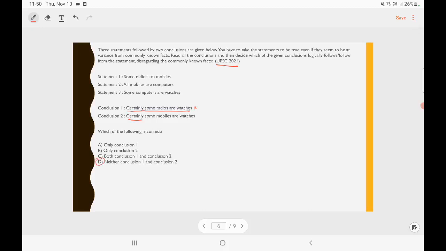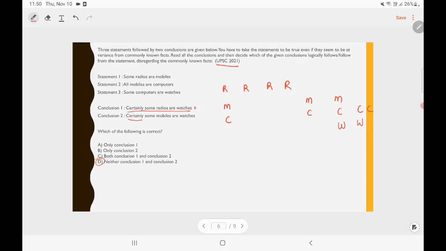So let us do this using the representation method. Some radios are mobile. So we will write radios like this. These are the radios. Then some radios are mobile. Let's say this radio is a mobile, and there will be mobiles which are not radios as well. Now all mobiles are computers, so there will be computers like this. Some computers are watches. So let's say this is a watch and this is a watch.